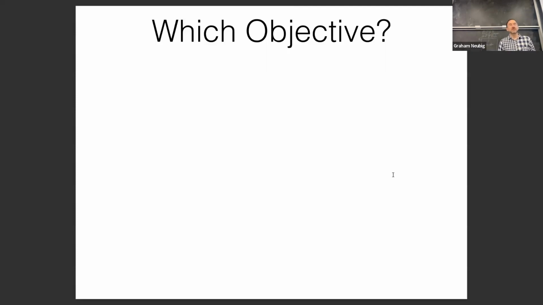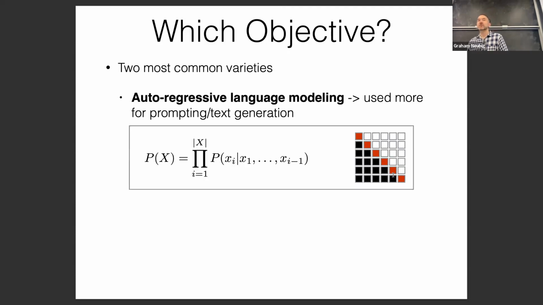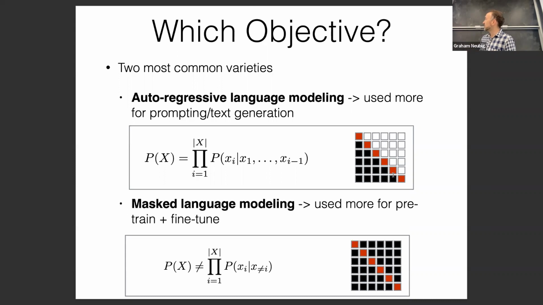Okay, so the next thing is the training objective. Which training objective do we use? There are two most common varieties of training objectives that we use when we're training these models. The first one is autoregressive language modeling. Like I mentioned before, this is when we're training a model that predicts the next word left to right. These are more commonly used in the prompting or text generation paradigms because they can generate text. The other variety is masked language modeling, which is more frequently used in the pre-training and fine-tuning paradigm. The reason why masked language modeling is probably more commonly used there is because it's a bidirectional model, so it's more conducive to, for example, making tag word-by-word predictions.